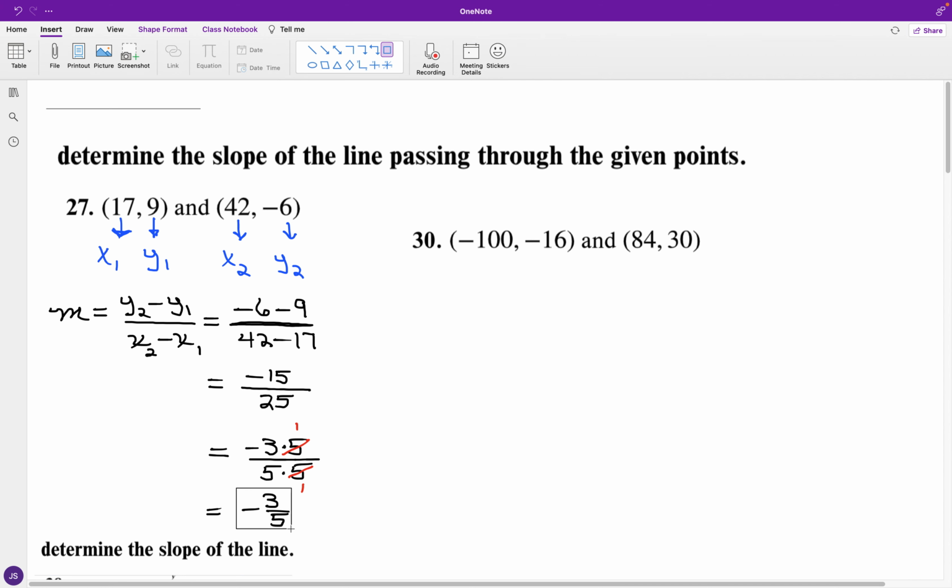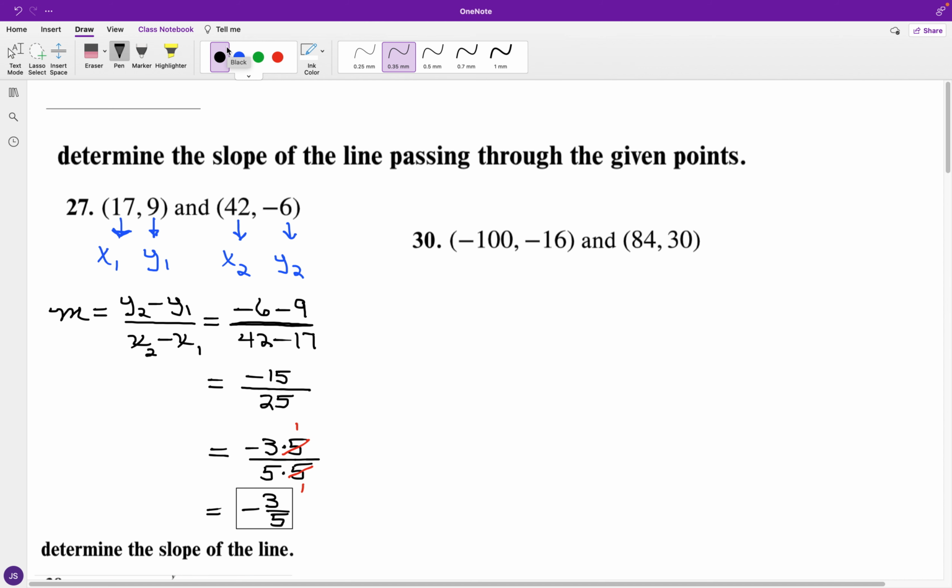For the next item, number 30, you have ordered pairs that have rather large absolute values for the coordinates. We have negative 100, negative 16 for the first point. The second point mentioned is 84, 30, and I'm just reapplying and identifying what will be the first and second x and y terms.